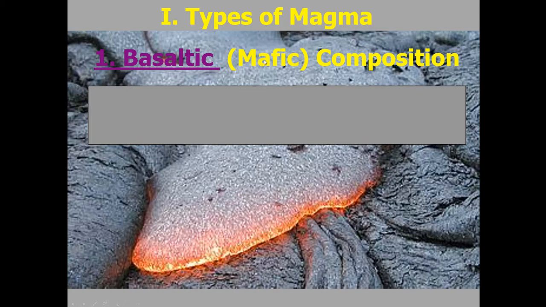So that word mafic really comes from the two very common elements that are in mafic magma or basaltic magma. And those elements are magnesium, which is the Ma part of it, and iron, which is the Fic part of it. If you remember from our previous chapter, the chemical symbol for iron is Fe, and so that's where you get the Fic part for iron.